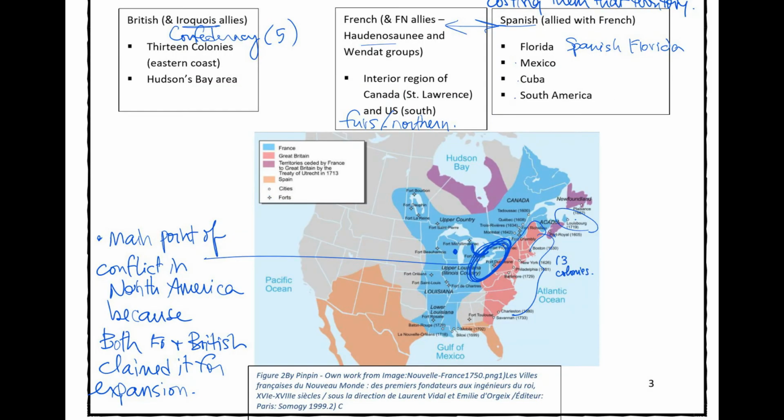So these are the groups that were involved, and they're in boxes so you can see who they were allied with and what territory they were occupying. And it goes along here with this map. So you've got the British that were allied with the Iroquois. There were other groups that were involved with them, but a main ally was the Iroquois, or the Iroquois Confederacy, which included 5 different groups.